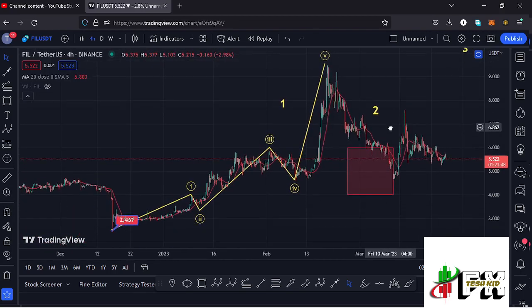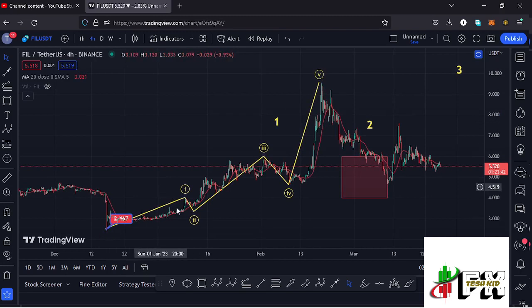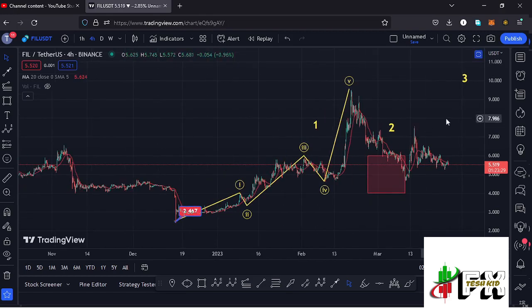And all this is playing out after we fully peaked in the formation of a larger Elliott wave count 1, and that was after seeing a 5 wave structure to the upper side, having the wave 5 giving us a peak at around the $9.5 mark, and also completing the formation of that first wave to the upper side.